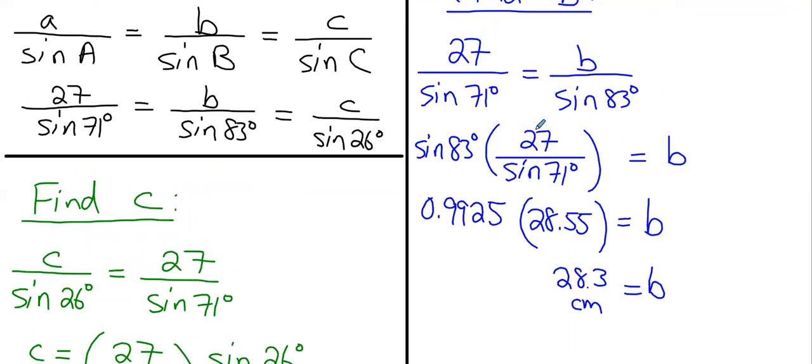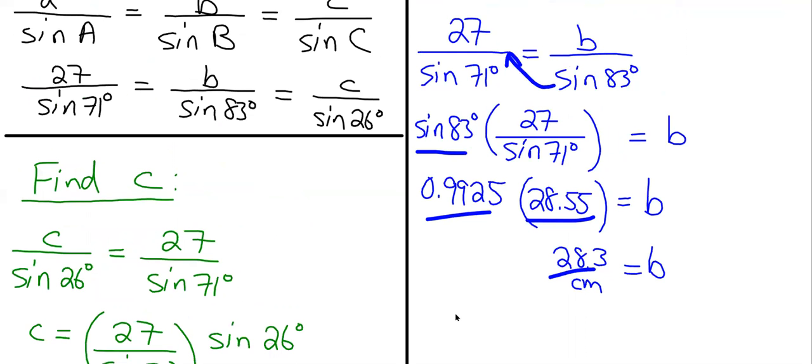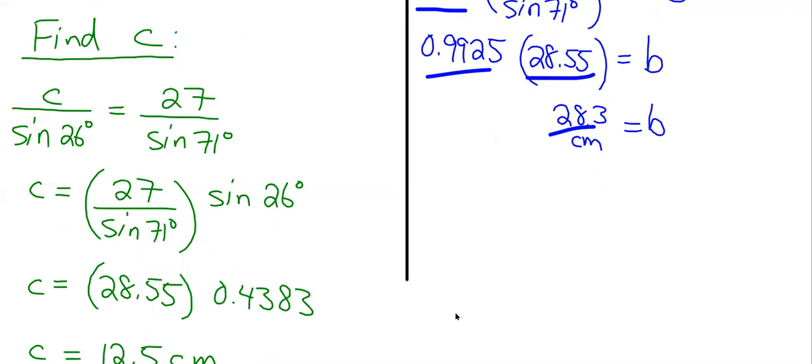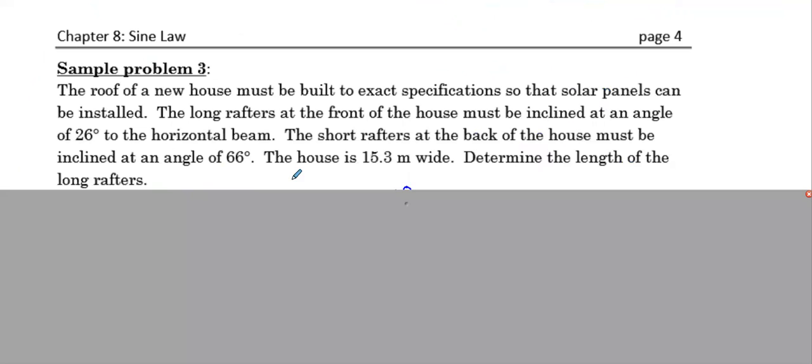Same sort of technique here to find B. You'd have to multiply both sides by sine of 83. And then a lot of calculator work and careful arithmetic to get your answers. All right. So where else can this be used?